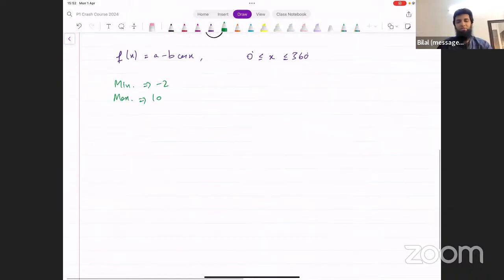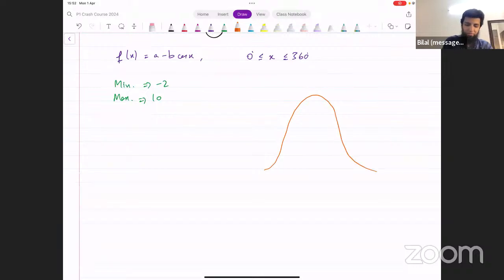Now, if you remember your transformations, if the graph looks like this, from minus 2 to 10, so the graph is going from minus 2 to 10. Minus 2 is the least value, 10 is the maximum value, and you have minus here with the cos function. That means it's a reflection in the x-axis. The graph is going to look something like this. This is going to be the shape of the graph. When you draw the graph, this is what the shape would roughly look like.